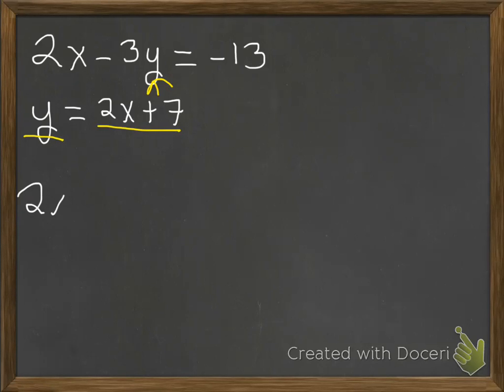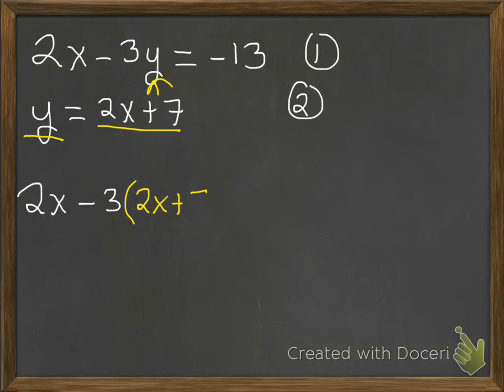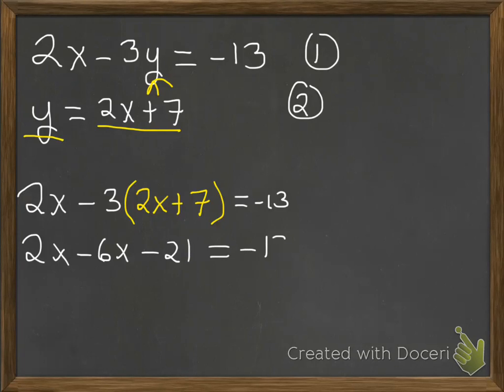Okay, so we're just going to rewrite that first equation, the 2x minus 3, and then I went ahead and labeled those equations 1 and 2. It's just kind of a good habit. And we're going to plug in what y is equal to, which is 2x plus 7. That's equal to negative 13. We're going to go ahead and use the distributive property. So negative 3 times 2x is negative 6x. Negative 3 times 7 is negative 21 equals negative 13.